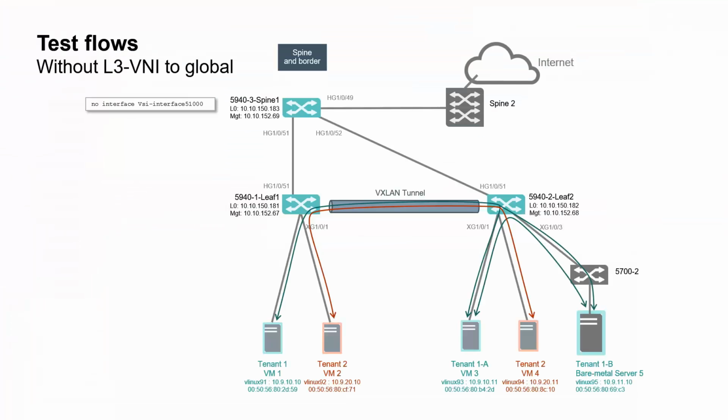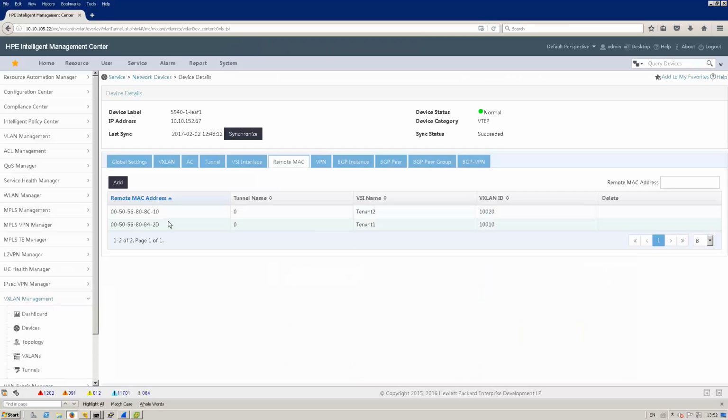If I get back to the slide just to explain what we did, I'm on leaf 1 and I'd like to have the remote MAC address, for instance of VM3 and VM4. So you see it's B4-2D and 8C10. So let's get back to that. It's 8C10 and B4-2D. So this is, as expected, the remote MAC that we learned.